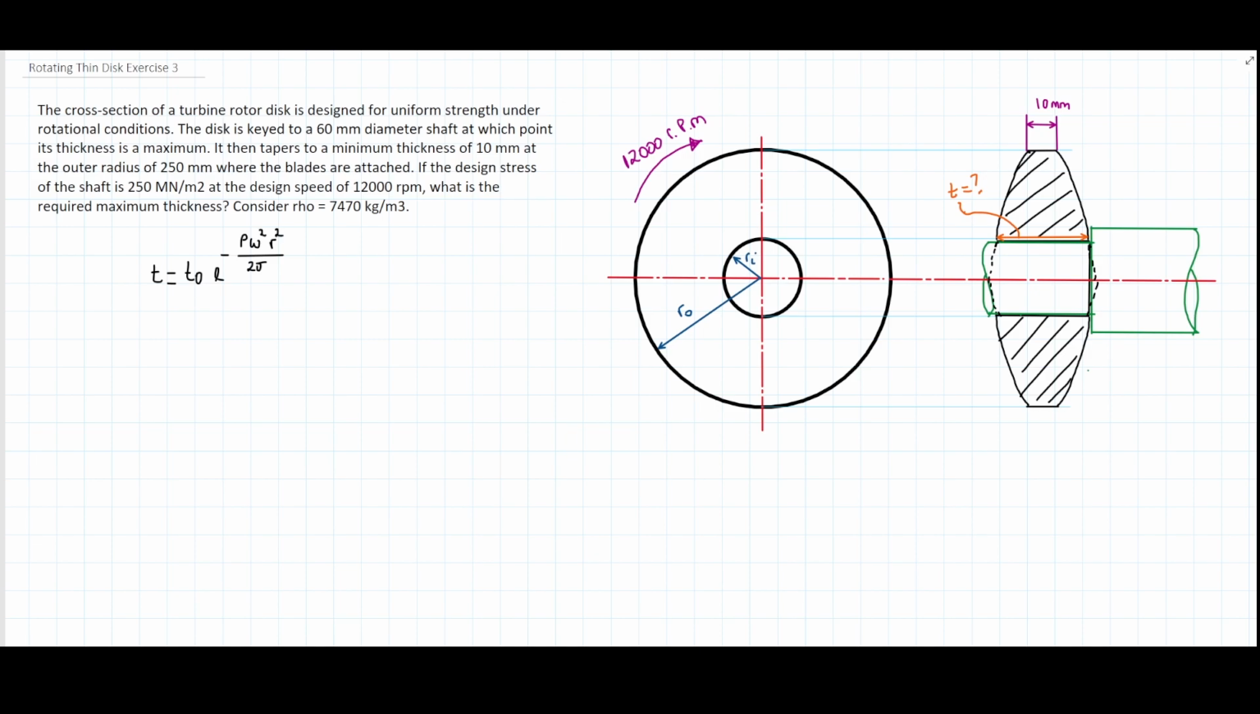Welcome to this exercise session where we will be solving another rotating thin disk problem, but this time we will take a look at a uniform strength disk problem like the one I'm presenting here on the screen. So the problem says like this.